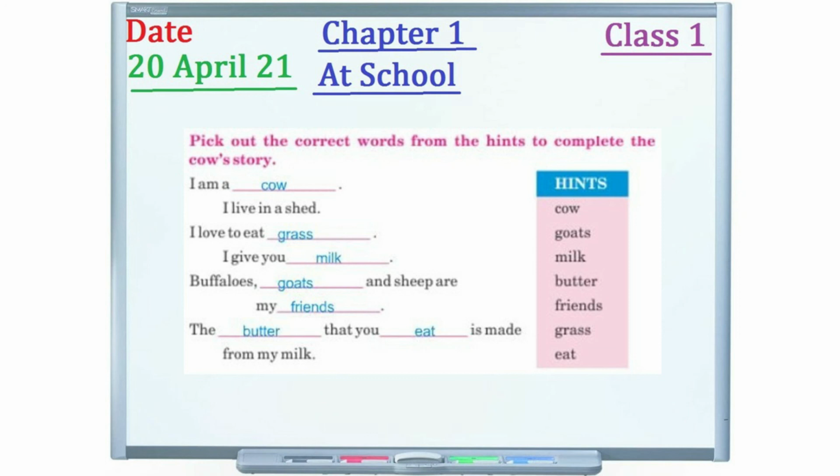Okay, students, all of you complete all these book exercises in your book with good handwriting and learn it also.